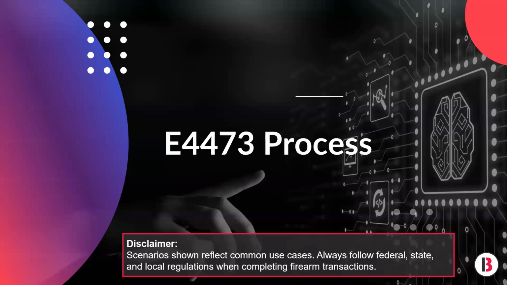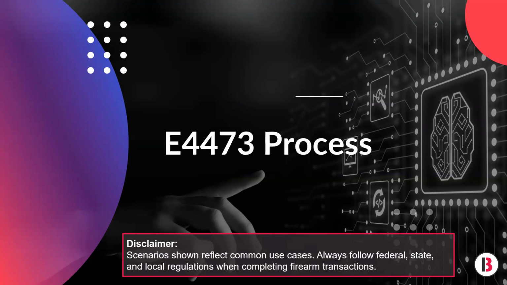Okie doke. So we're going to head right into the meat and potatoes of it all, and that's going to be the E4473 process. So this is ultimately going to be the goal, is to understand the full flow of the digital E4473 process, particularly how to handle sending out the digital form, reviewing that form, processing the background check, recording different responses, and ultimately disposing that firearm.